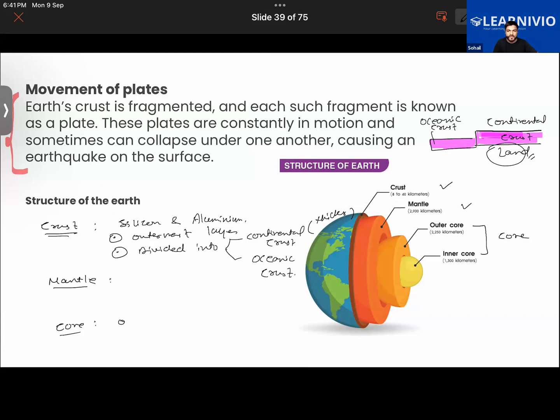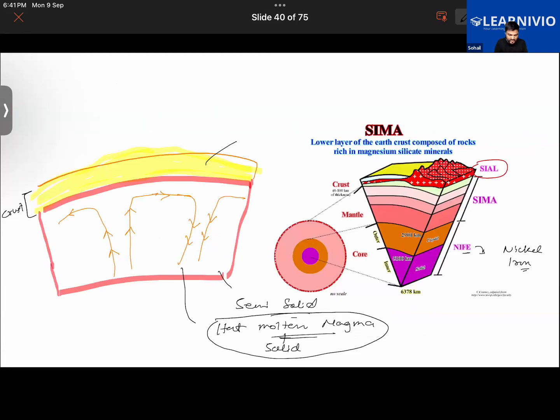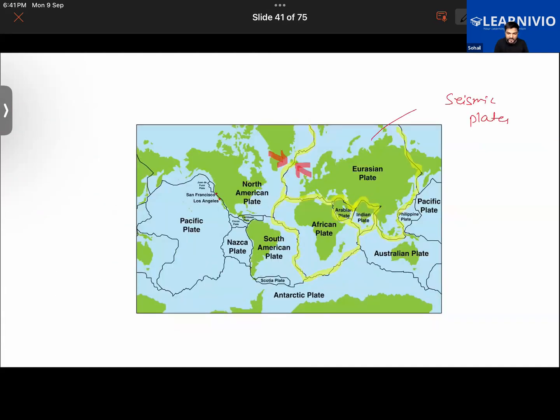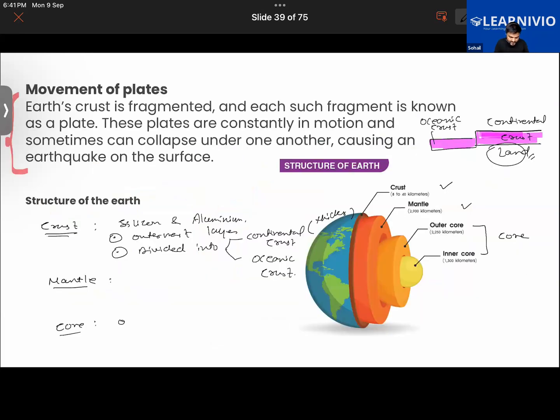We learned that our crust is not a single mass, but is fragmented into different sections. Some of the fragments are big, some are smaller. Those fragments are called seismic plates, as you can see here. There are several seismic plates on Earth. Getting it? The crust is divided into different seismic plates, and these plates are floating above the mantle.